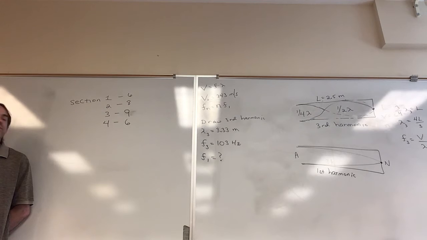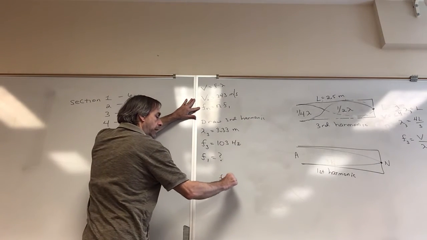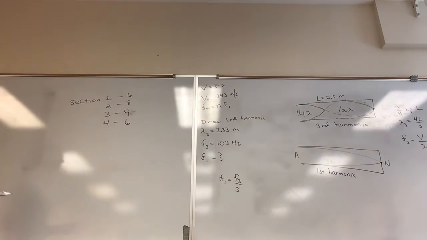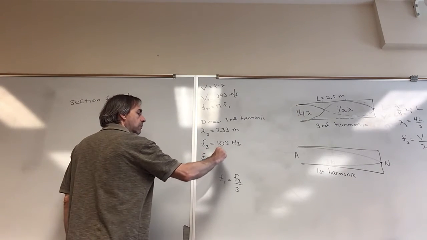And then what about the fundamental frequency? Divided by 2. No. The number of nodes. Oh, or the number of harmonics. Yes. So F1 is F3 over 3. So 103 divided by 3, it's like 34. Close enough.